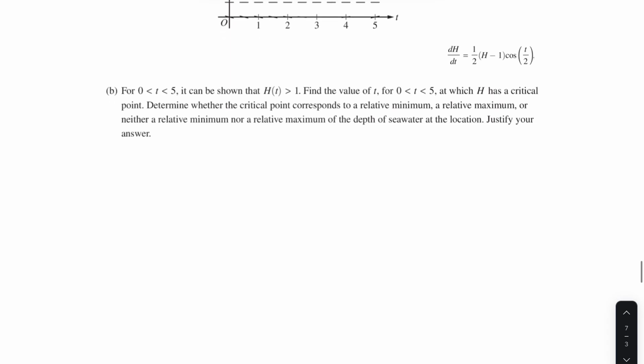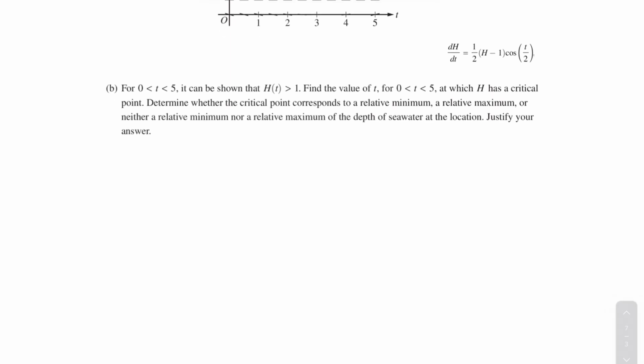This one says, for t between 0 and 5, it can be shown that h of t is greater than 1. Find the value of t, for t between 0 and 5, exclusive, at which h has a critical point. Determine whether the critical point corresponds to a relative minimum, relative maximum, or neither a relative minimum nor a relative maximum of the depth of seawater at the location. Justify your answer. Okay, so a critical point.